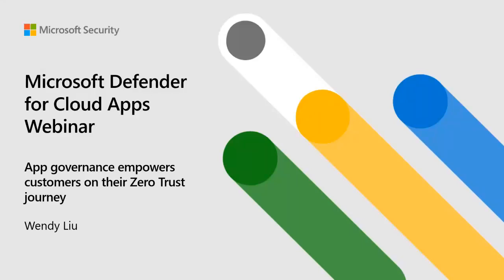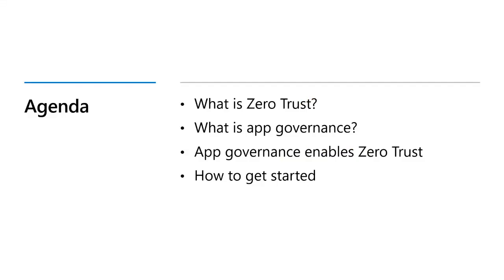So why don't we dive right into it? We'll be covering what is zero trust at a high level. I'm sure the concept is probably quite familiar to a lot of you, so I won't drain that topic, but we'll just overview what zero trust is. We'll go into what app governance is, why we created it, what it's all about, and then go through a scenario-based walkthrough of how app governance enables zero trust, and then how to get started.